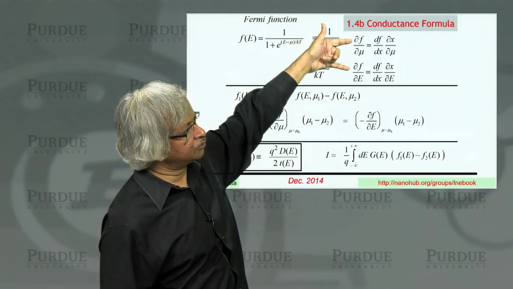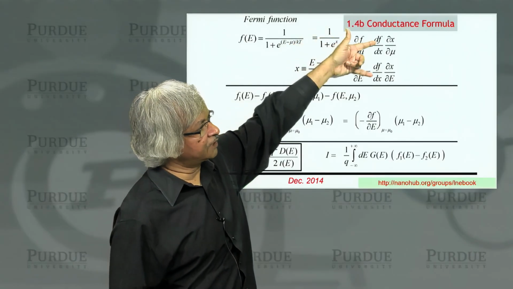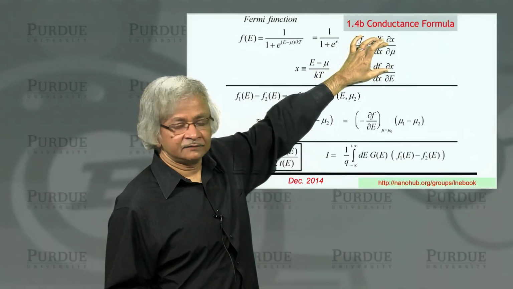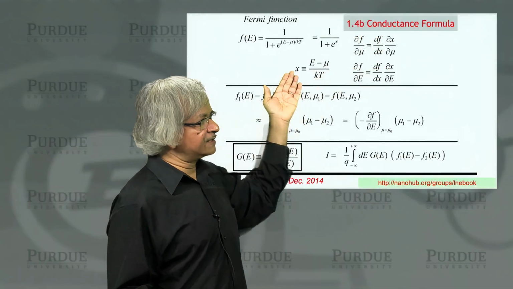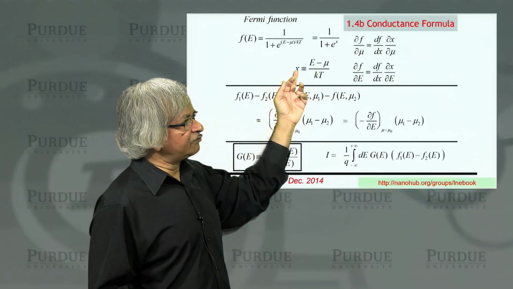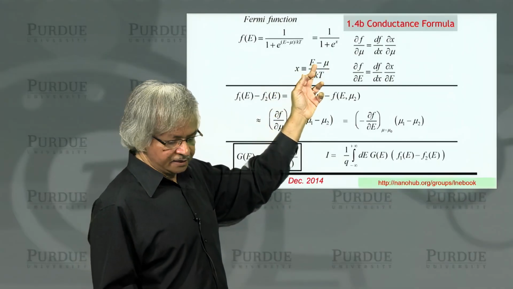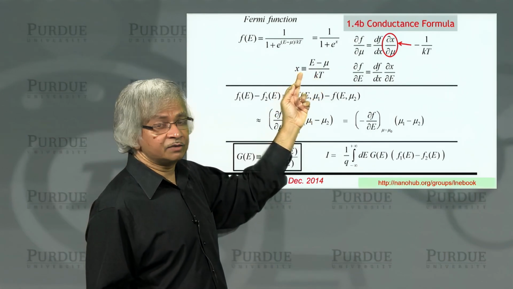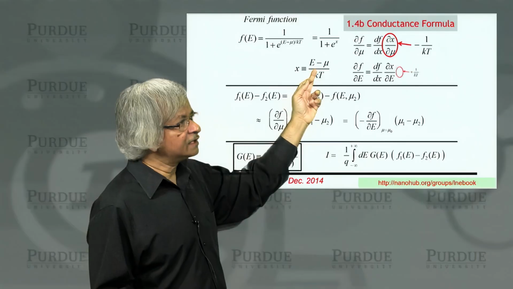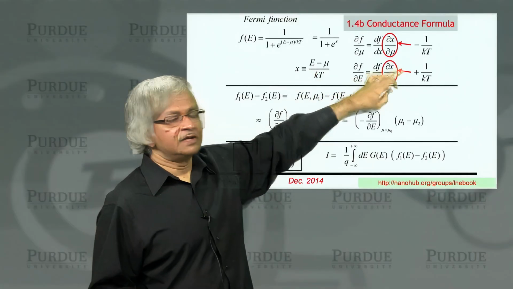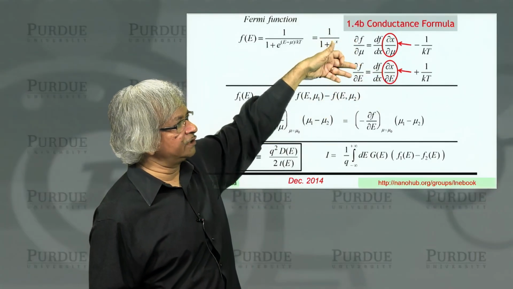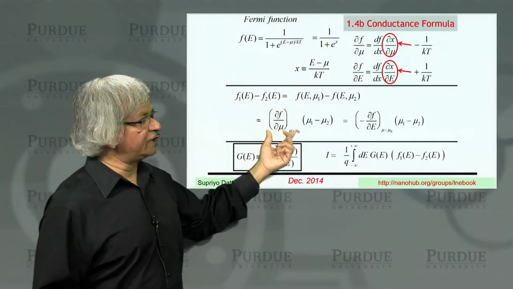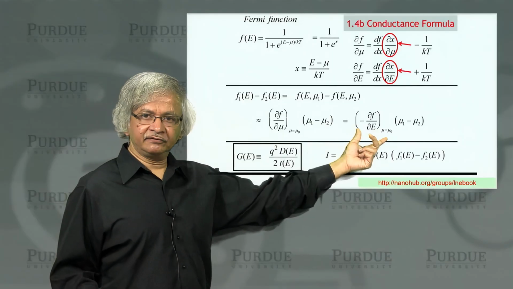So when you compare these two things, you can see that they both have df dx in the beginning. What makes them different is the second term. So what's this second term? Well, that's x. When you look at the partial of x with respect to mu, what you get is minus 1 over kT. Whereas when you look at the partial of x with respect to energy, what you get is plus 1 over kT. So basically, these two partial derivatives are just negative of each other. And so, instead of del f del mu, you can write minus del f del E.